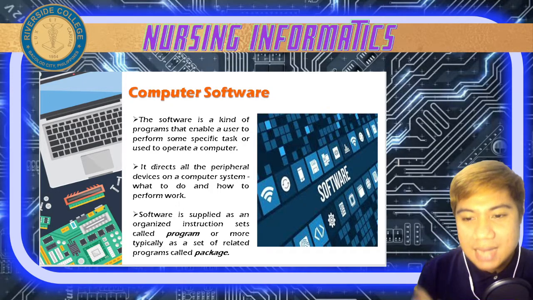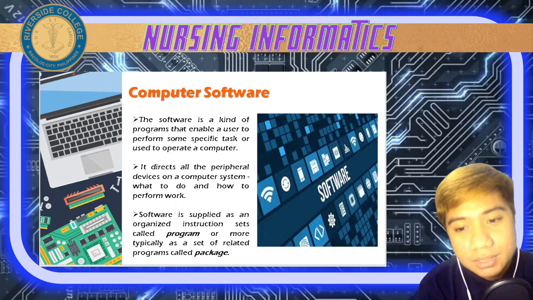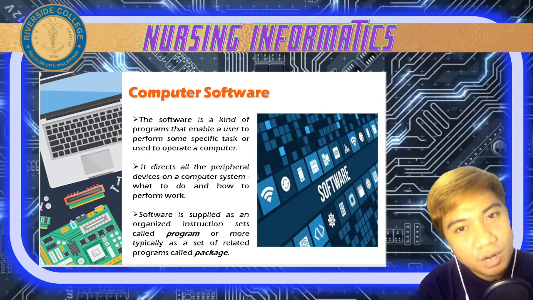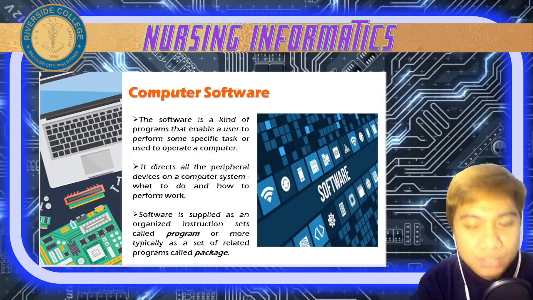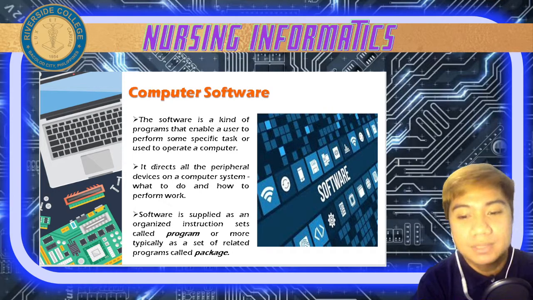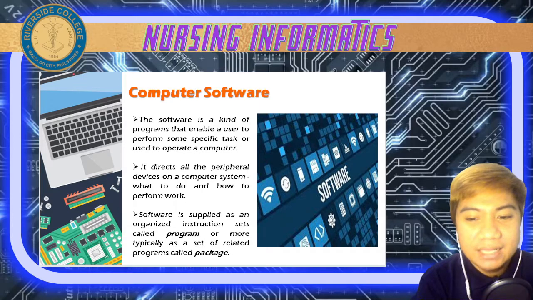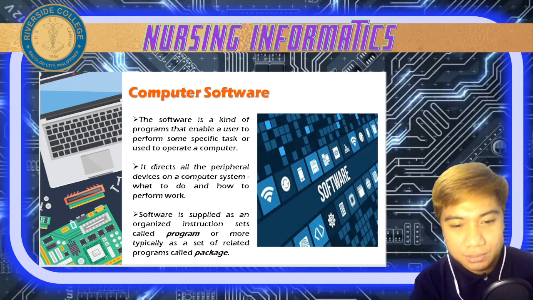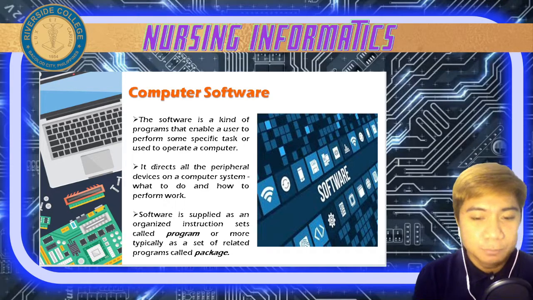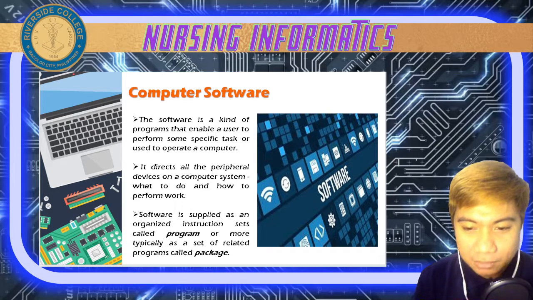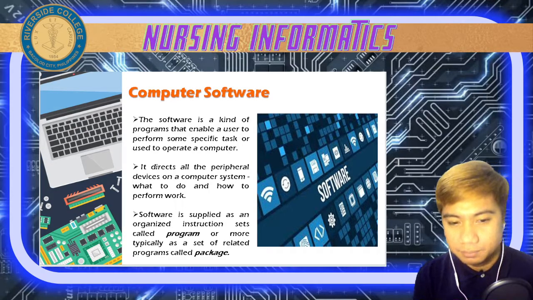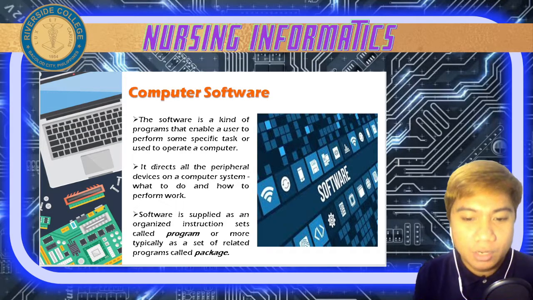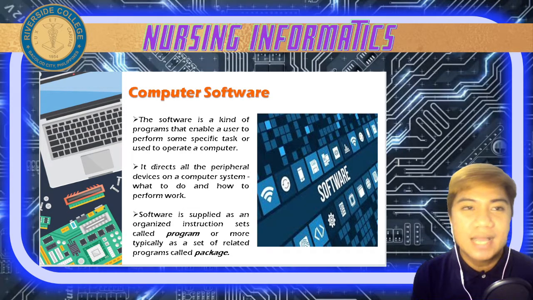It also directs, class, all the peripheral devices on our computer system, what to do and how to perform your work. And your software is supplied as organized instruction sets, called your programs, or more typically as a set of related programs called your package. Software, class, is the general term applied to the instructions that direct the computer's hardware to perform work. So it is distinguished from hardware by its conceptual rather than its physical nature.